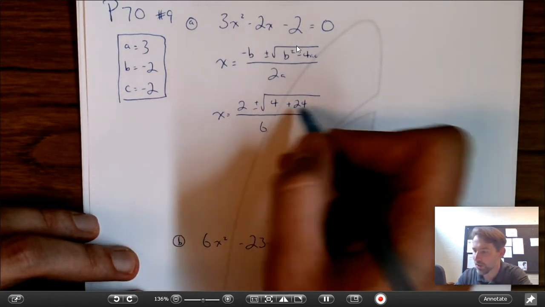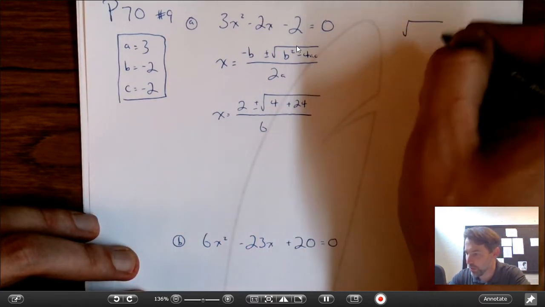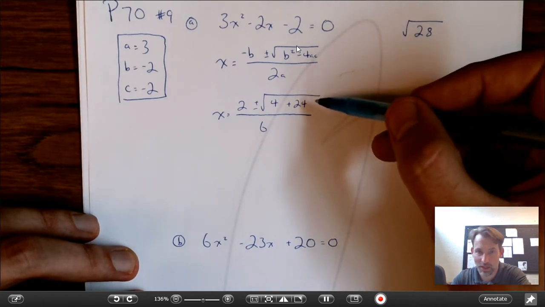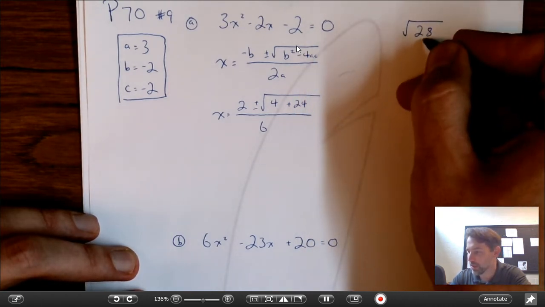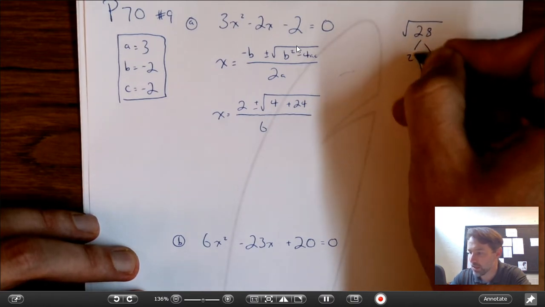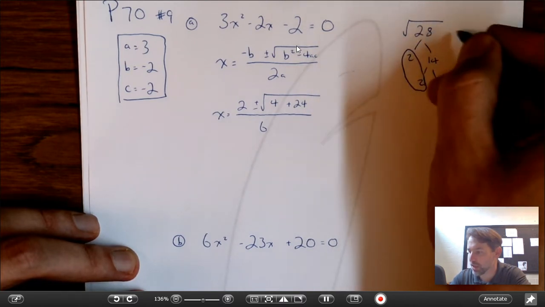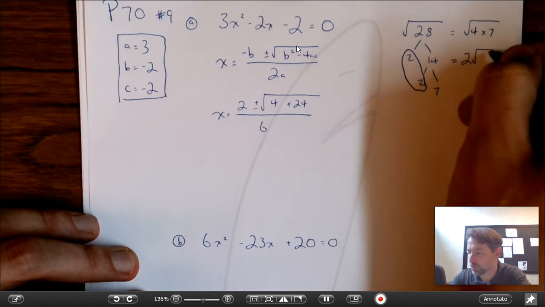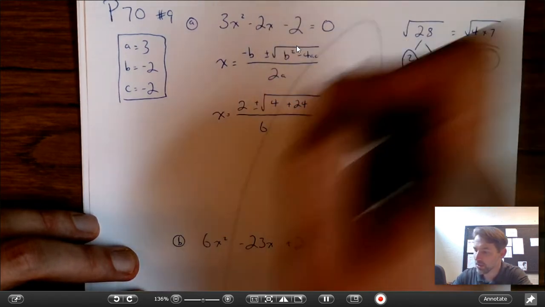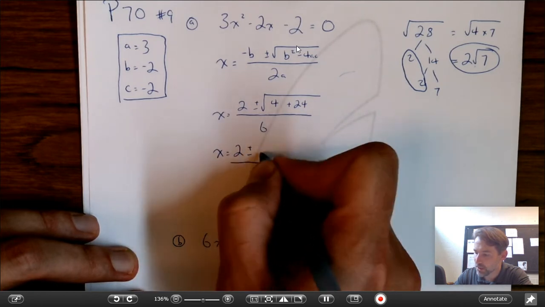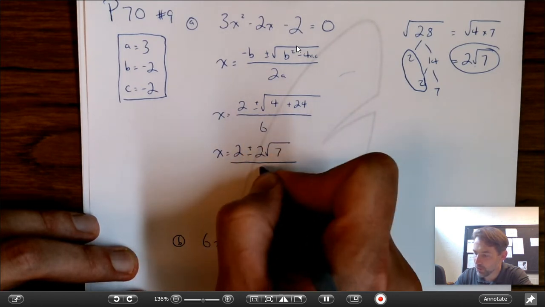Now let's simplify this. I'm going to simplify my root over here. 4 plus 24 is root 28. That's what we're going to get there. Now let's see, what's 28? Well, 28 would be 2 times 14, 2 times 7. This is my pair of factors. Another way of writing 28 is root 4 times 7. The square root of 4 is 2, so that's 2 root 7. So let's put that in. X is equal to 2 plus or minus 2 root 7 over 6.